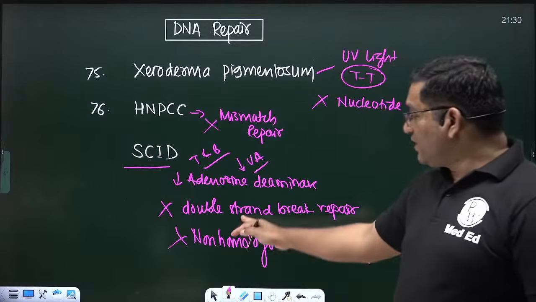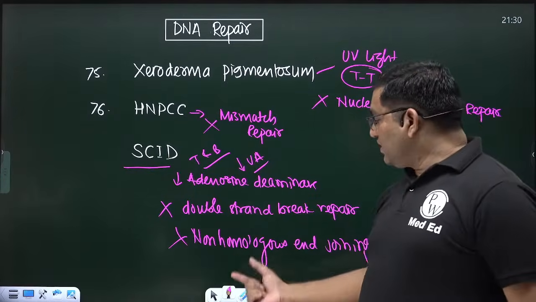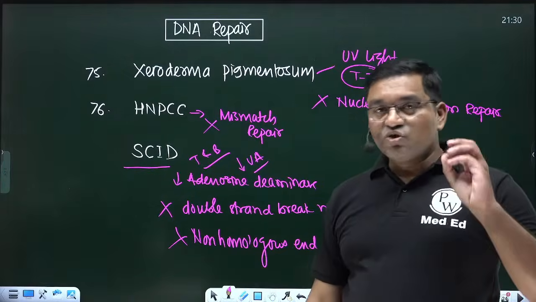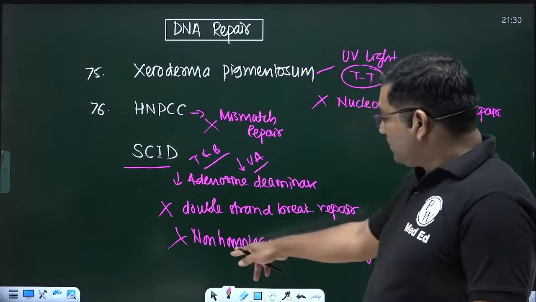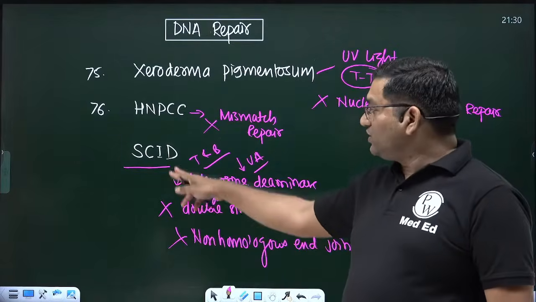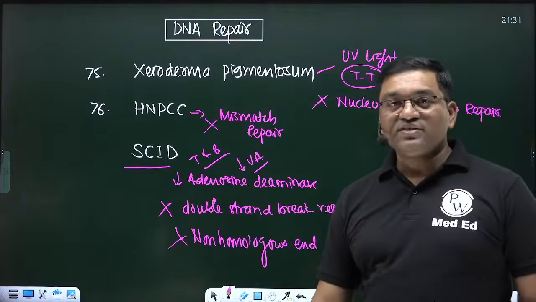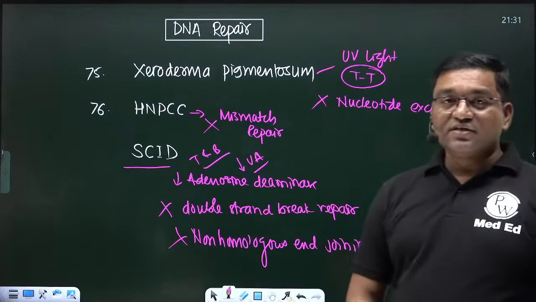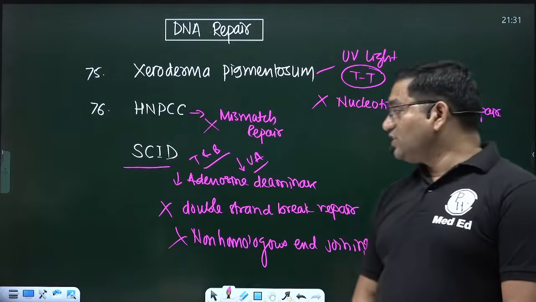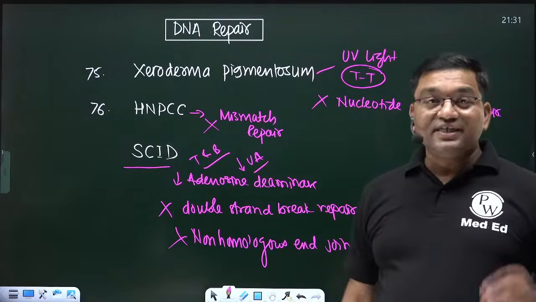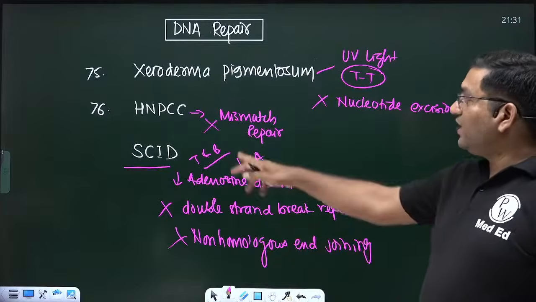So double strand break is repaired by two mechanisms. One is non-homologous end joining and the second is homologous recombination. If there is a defect in non-homologous end joining, it causes severe combined immunodeficiency where the functions of both T and B cells are affected, causing recurrent infection and immunodeficiency, with a decrease in the uric acid level in SCID.